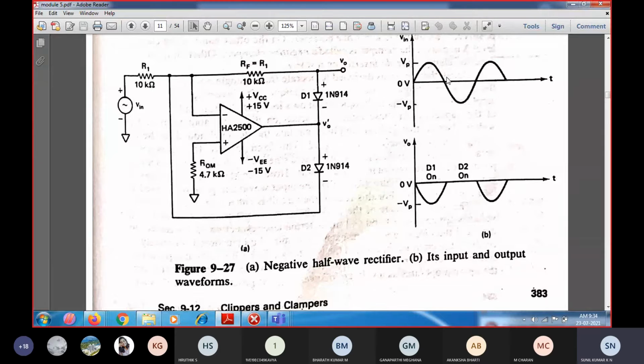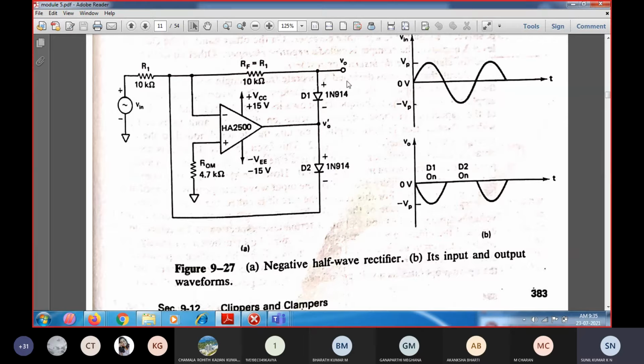So a certain gain will be there. If I am going to maintain the gain, that means RF by R1, right? Because it is an inverting amplifier, V naught will be equal to minus RF by R1 times V in. If I make the feedback resistance and the input resistance the same, then you will be getting unity gain. So if I make RF equal to R1, the output will be the same as the input, but 180 degrees out of phase. So it is going to pass only the negative half of the cycle, V naught dash, followed by this diode D1.